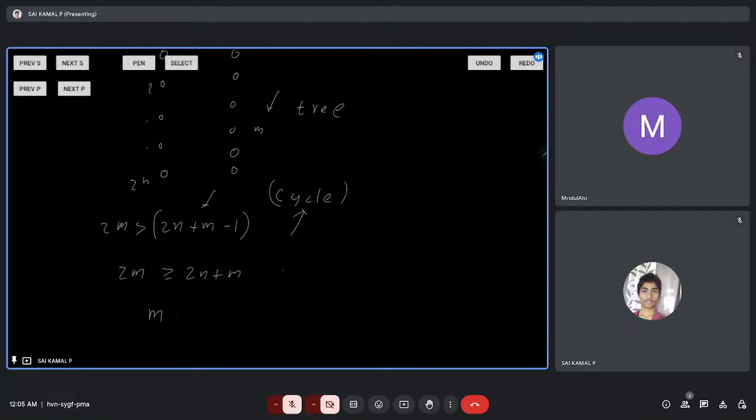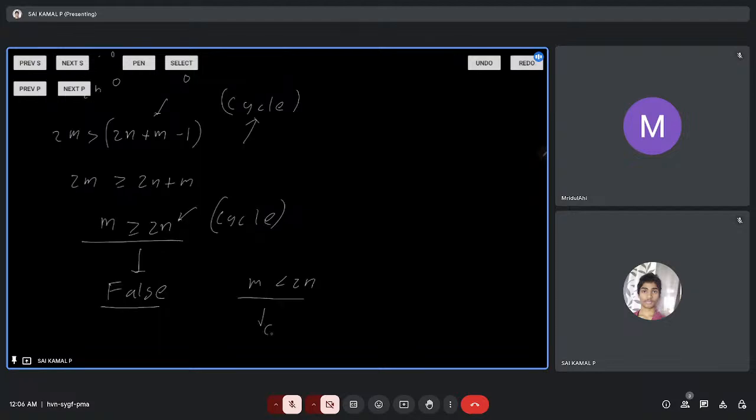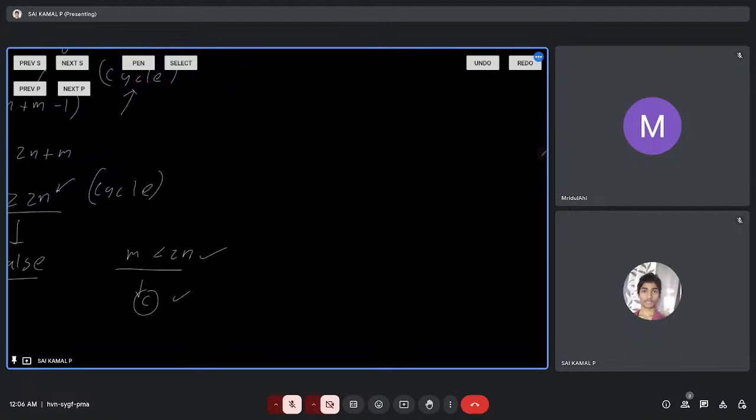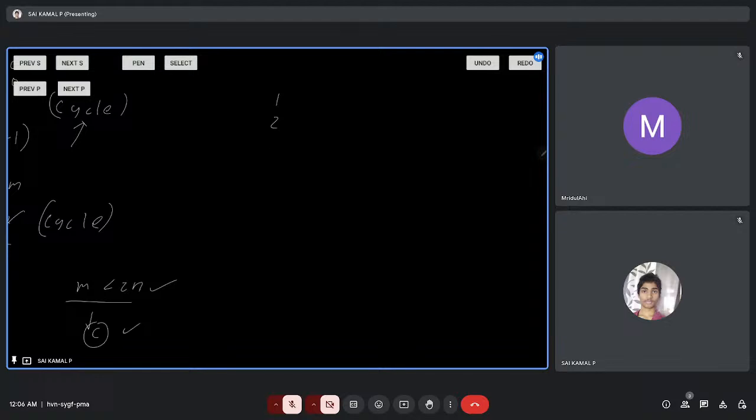So what this means is that if m is greater than or equal to 2n, there will be a cycle. So if m is greater than or equal to 2n, we directly say that the answer is false. You can't have it. Now, what happens to the cases where m is strictly less than 2n? We try to provide a construction where we'll always be able to find such a coloring.